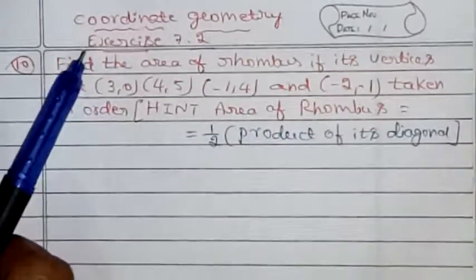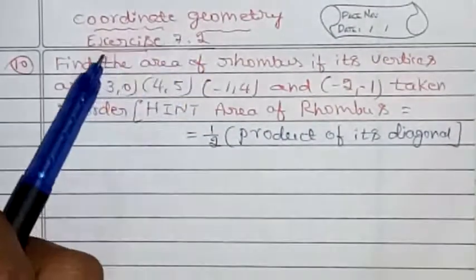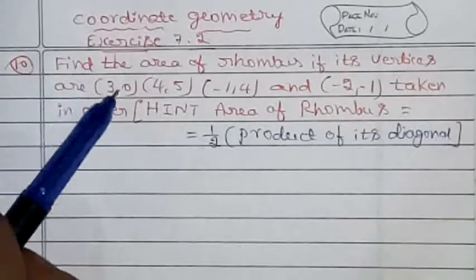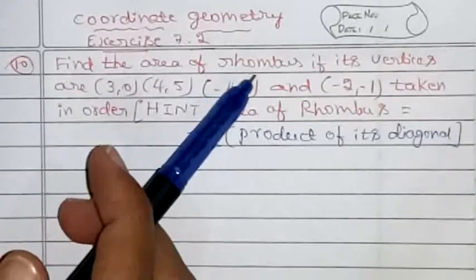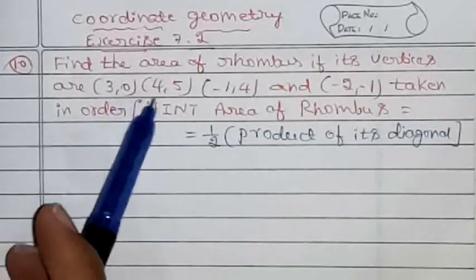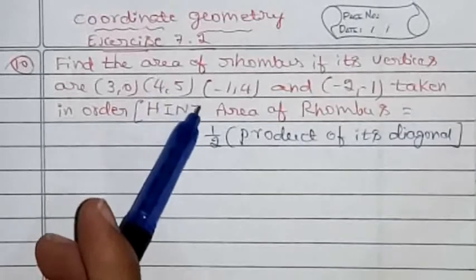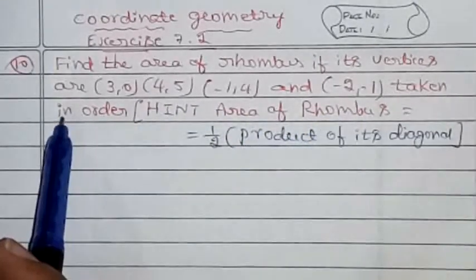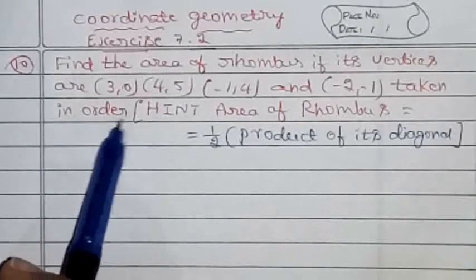So today in this video, we'll solve the coordinate geometry exercise 7.2, the 10th problem. The question is: find the area of a rhombus if its vertices are (3, 0), (4, 5), (-1, 4) and (-2, -1), taken in order. Right, so this is the question.